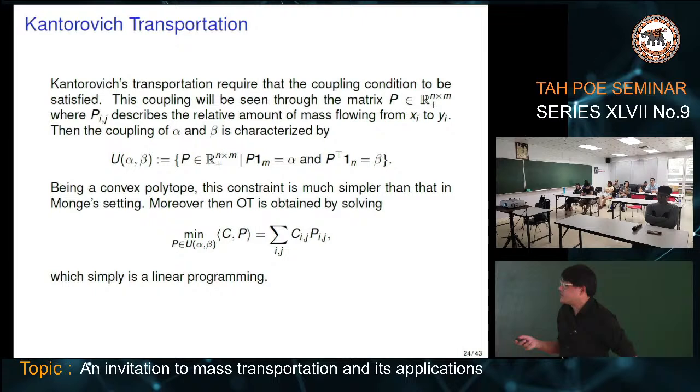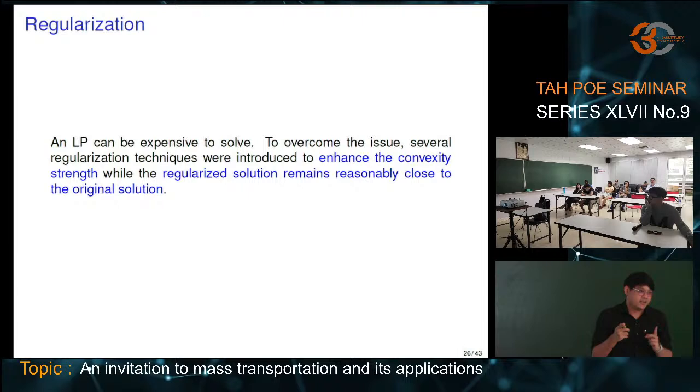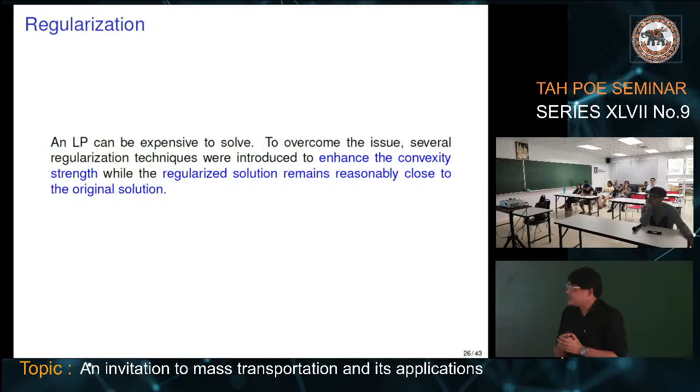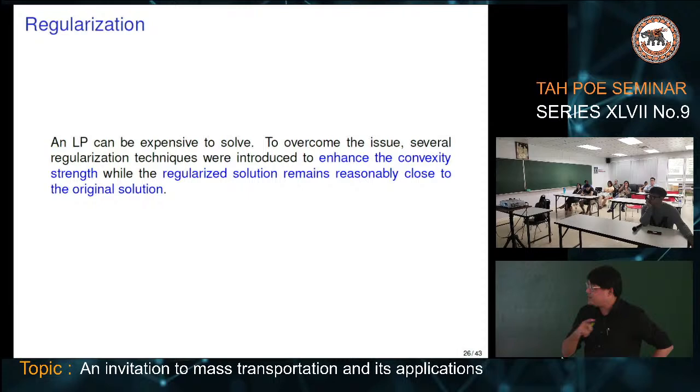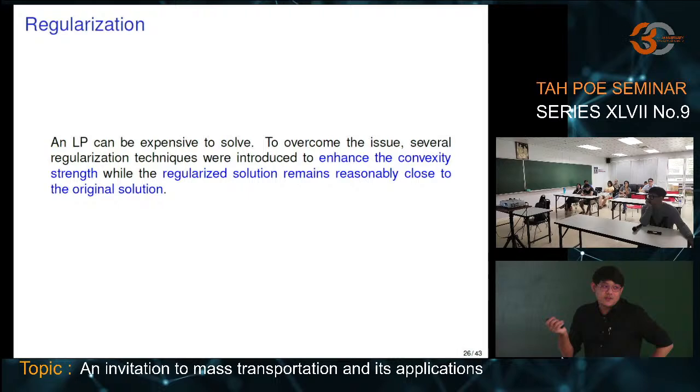So in order to speed up the computation of this optimal transport cost in the sense of Kantorovich, we introduce a regularization problem. Similar to the one that I showed you earlier, we want to minimize f, but we regularize that function f by using some quadratic function d squared. It's the same here. So we want to enhance the convexity strength of the linear objective function, and we hope that the regularized solution remains reasonably close to the original solution. So you will lose something, but you gain the convexity strength.